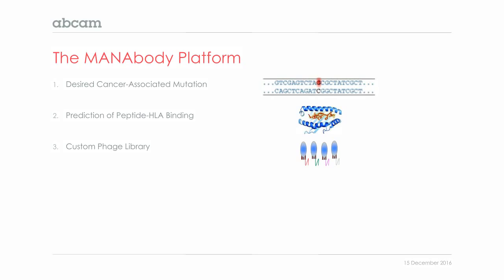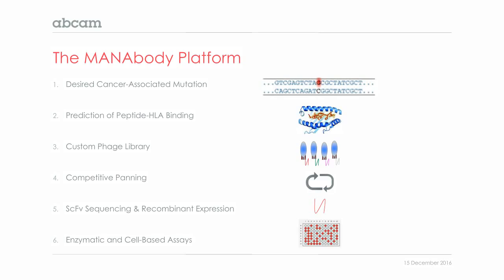We've built a custom scFv phage library. And then we do a process called competitive panning to enrich for phage that present an scFv that binds to our mutant peptide HLA complex. And then finally, after we identify phage hits, we can sequence the scFvs and recombinantly express the scFvs. And we use those recombinantly expressed scFvs for downstream assays, such as ELISAs and cell-based assays.